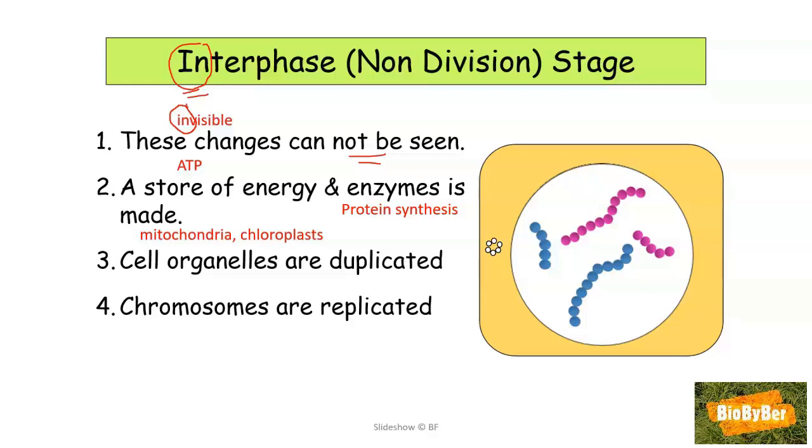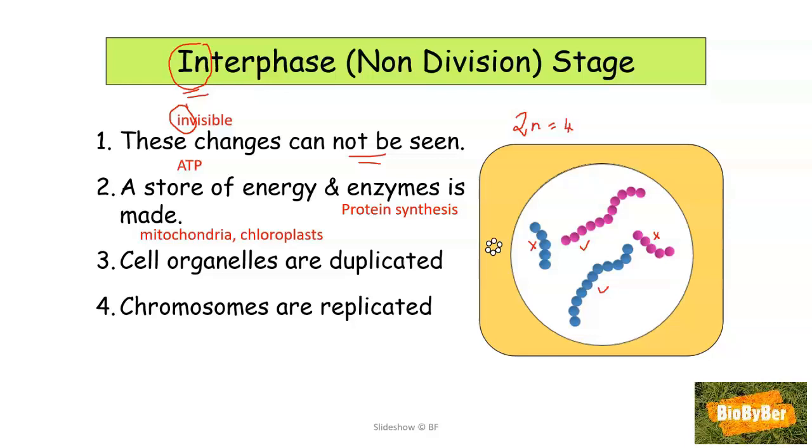Let's have a closer look at this in the diagram. At the moment, this cell is a diploid cell. The chromosomes are in pairs, one long one here and another long one, and then two short ones here. The diploid number of this cell is 4 because you have a total of 4 chromosomes and the chromosomes exist in pairs.